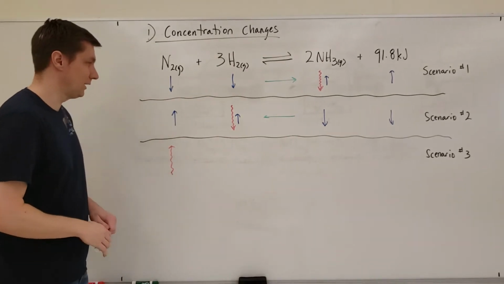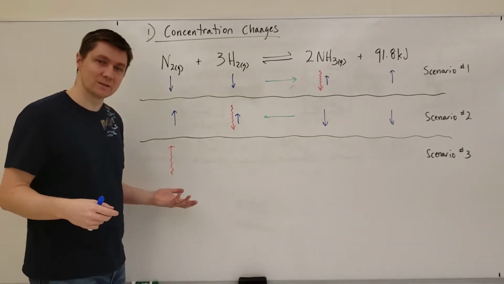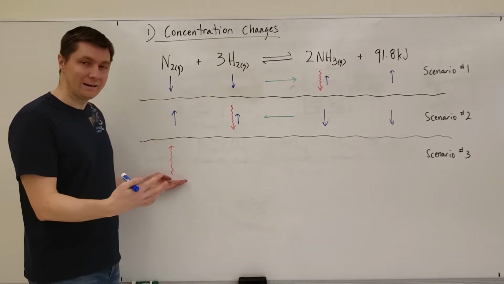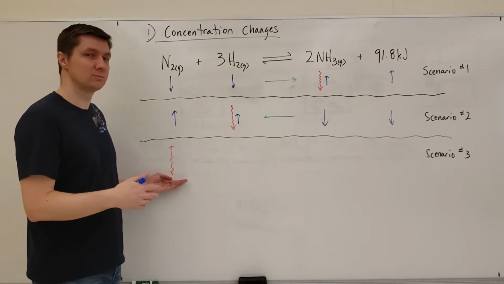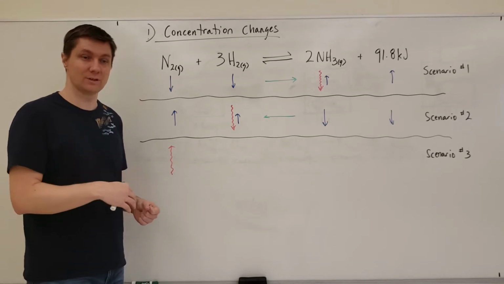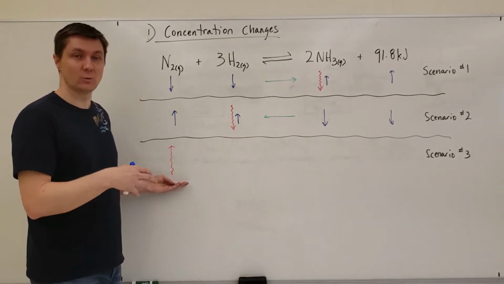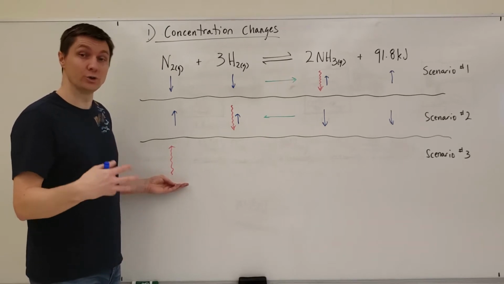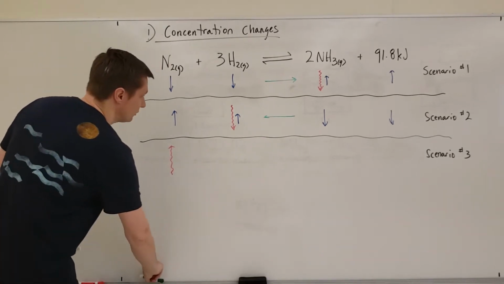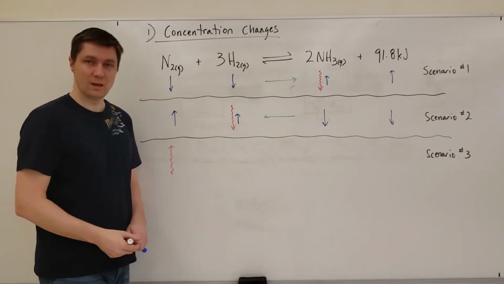If you take a look at scenario number 3, again, same thing. This is the stress being placed on the system. We are adding some nitrogen to the system. So what is the reaction going to want to do? Well, it's going to want to relieve the stress that was placed on it. So if we add more concentration, then the reaction is going to want to take it away or use it up. And so how is this reaction going to shift in order to use up some N2?